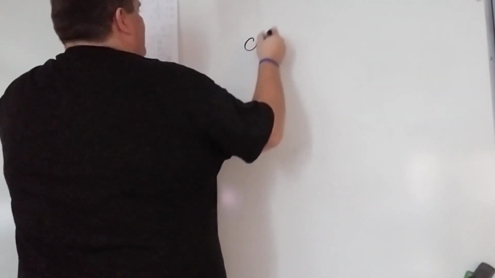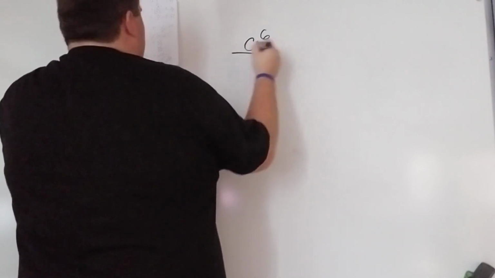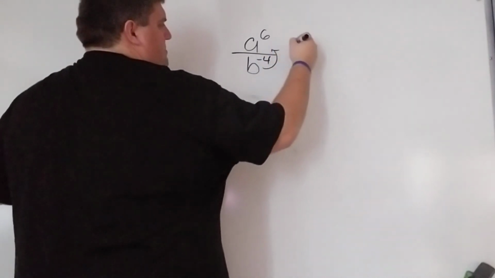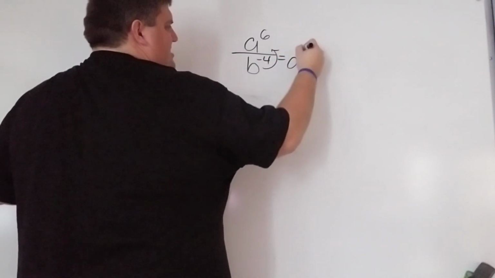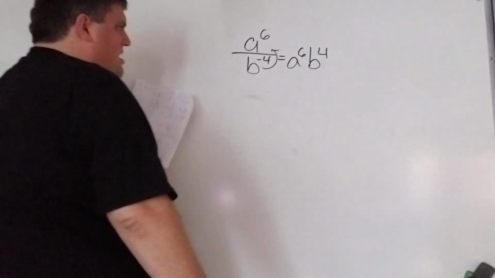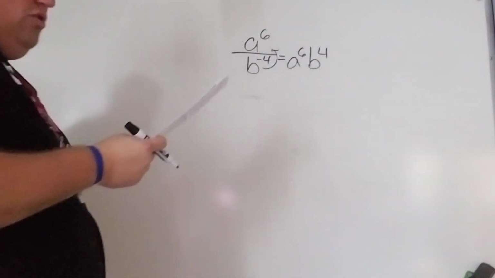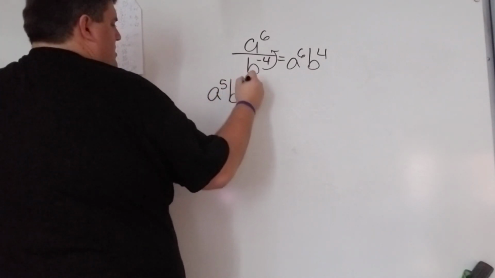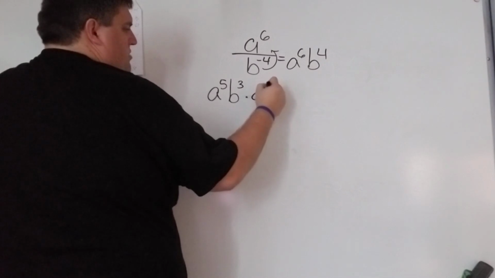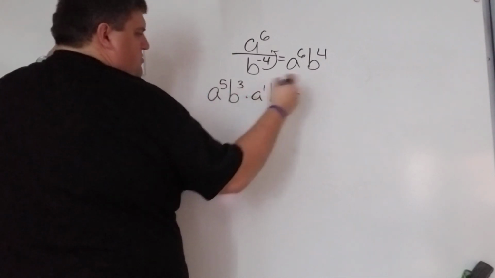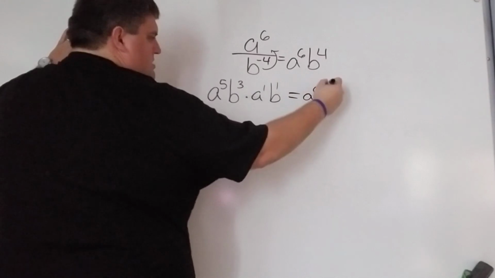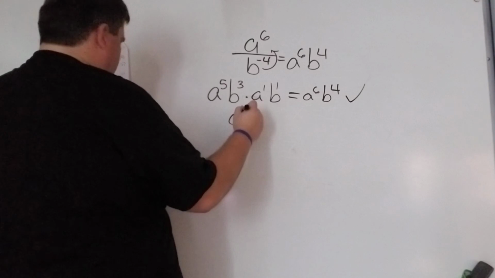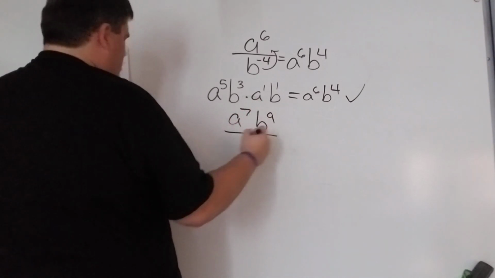So we have A to the 6th over B to the negative 4th. So all we've got to do to simplify this one is move B to the top. It'd be A to the 6th, B to the 4th. Now, this one looks like there's a lot of choices that we've got to check. So on A, remember, there's really 1s here. So when I multiply, 5 plus 1 is A to the 6th. 3 plus 1 is B to the 4th. That one's good.